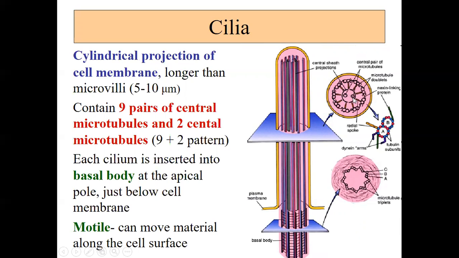Okay, 9 pairs. 1, 2, 3, 4, 5, 6, 7, 8, 9. There are 9 pairs of microtubules here, and we have the 2 central microtubules. So it is a 9 plus 2 pattern.